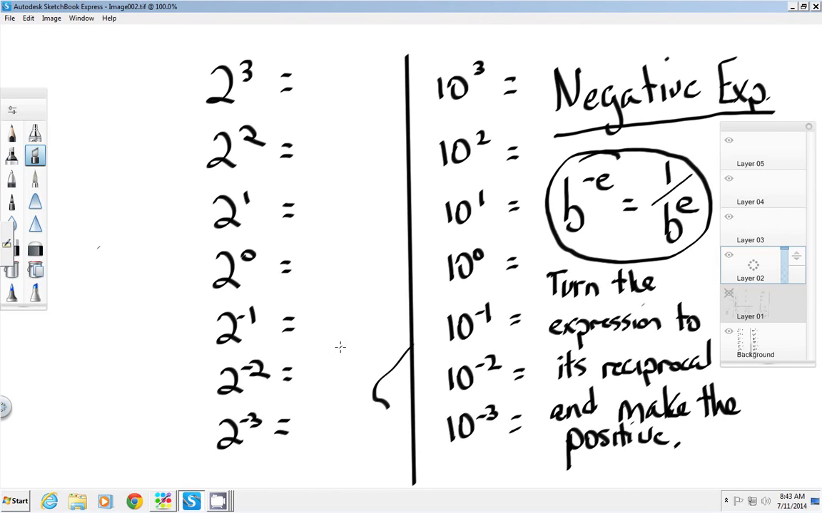So this has been Mr. Martin's tutorial on how to deal with a negative exponent. I hope you guys come to class ready tomorrow, because we're going to do a little bit more work with this, because it's going to take a little while to get used to.